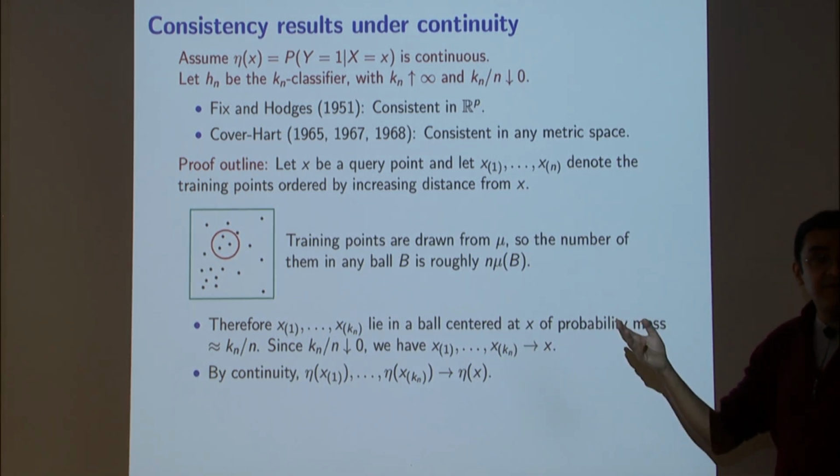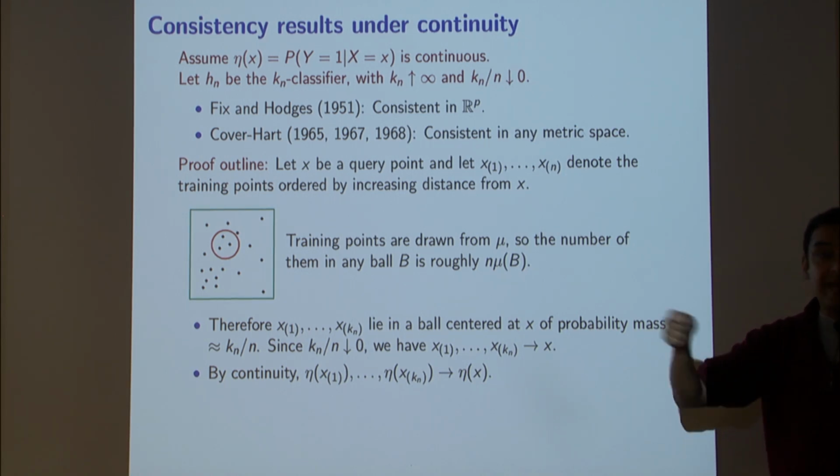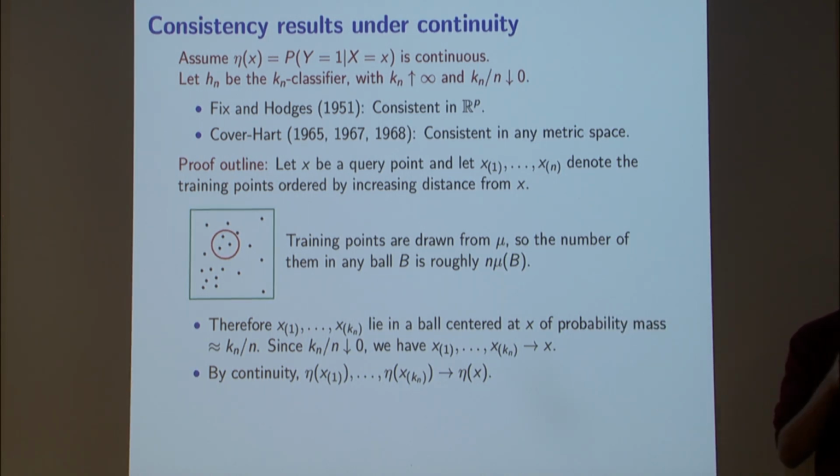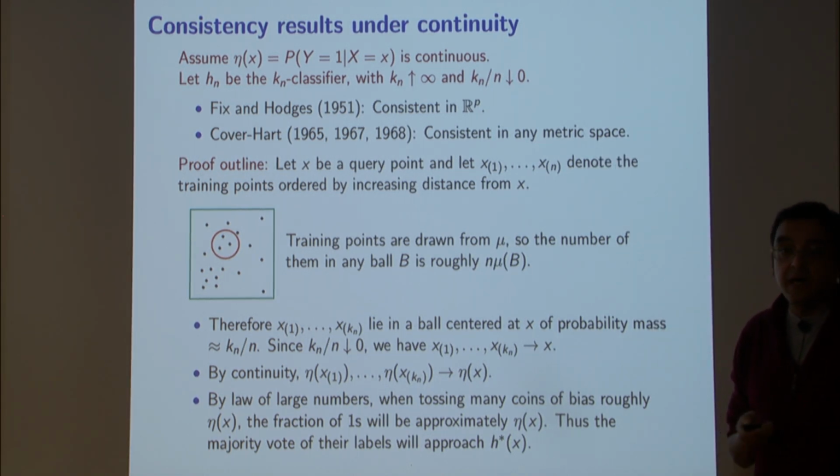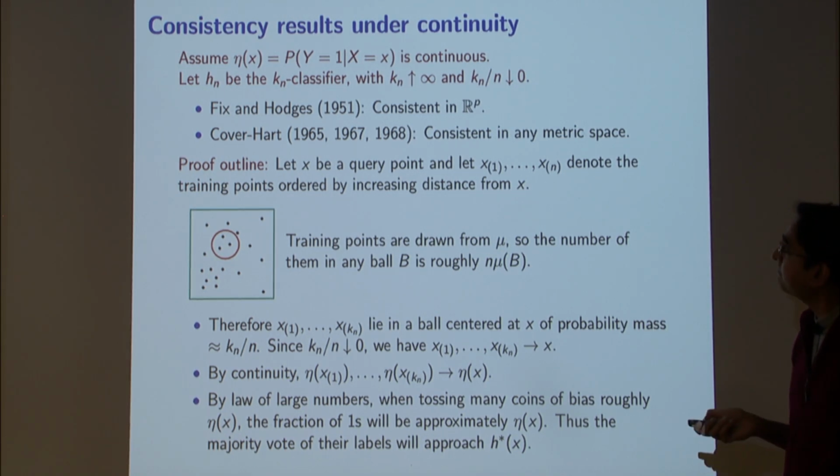So as n goes to infinity, you're basically taking a majority vote over k coins that have the same bias as x. And so by the law of large numbers, you get the right label. Okay, does that make sense? It's a nice, simple argument. And this is why you have consistency under continuity.